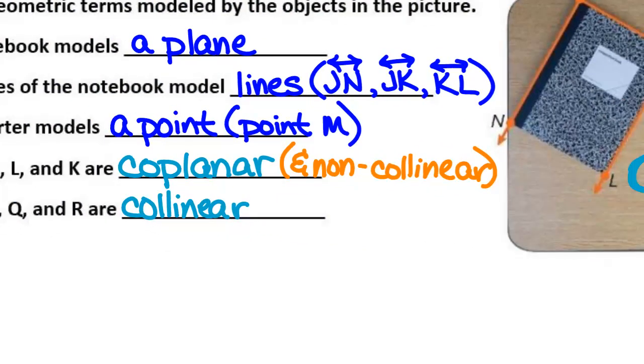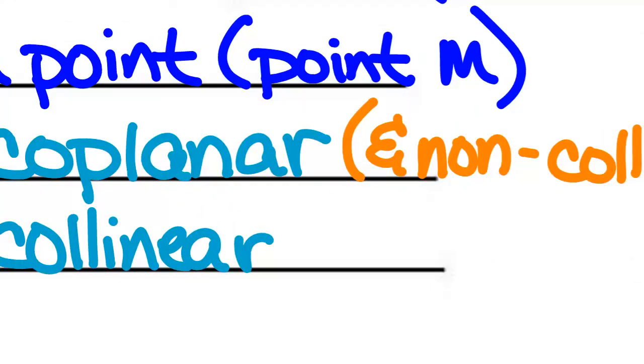Now, not a trick question, but kind of a trick question, so stop and think about it. Is the pen on the table in the picture? Is the table a flat surface? So the table would be an example of a plane, right? Are all 3 of those points on the same flat surface together? So would they be coplanar or non-coplanar? Coplanar.